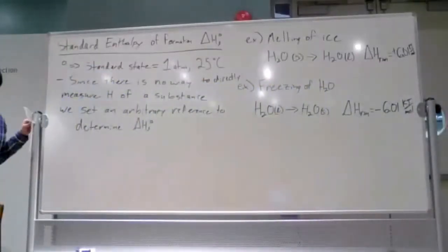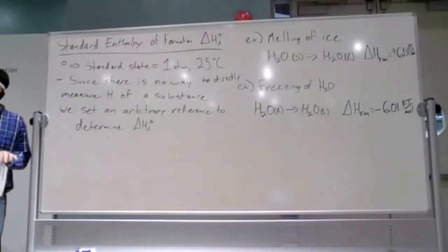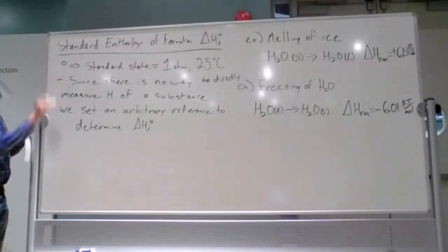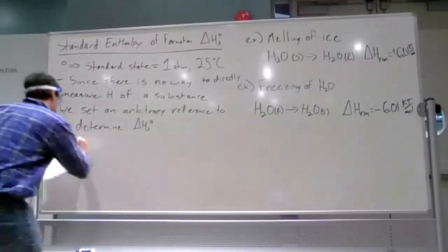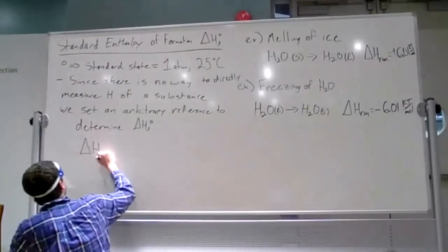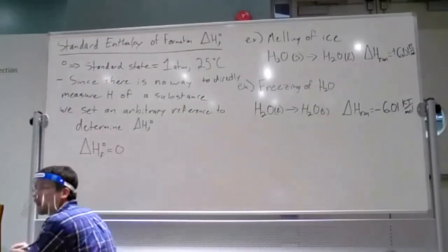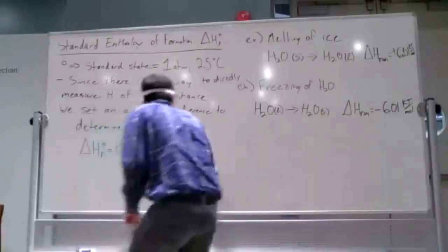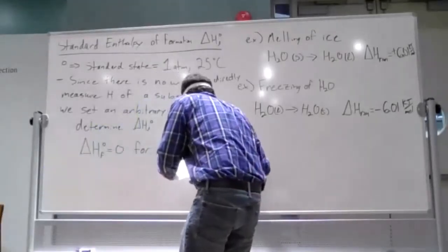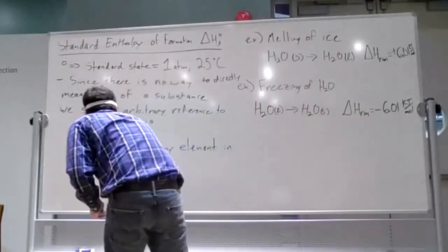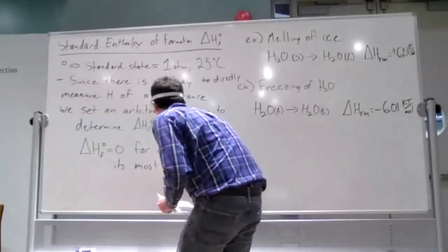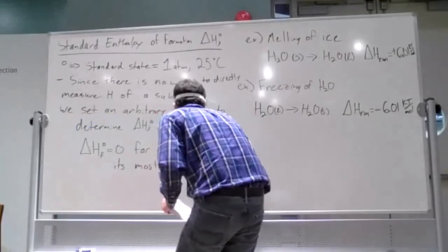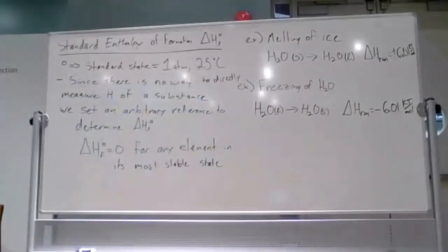Now, what is that reference state? Like, what's a zero when it comes to enthalpy? We say an element found in its most basic elemental form at STP, or standard temperature and pressure, standard state, is equal to zero. So delta HF naught is equal to zero for any element in its most stable state. Okay, so we'll look at an example of this so you get what I mean.